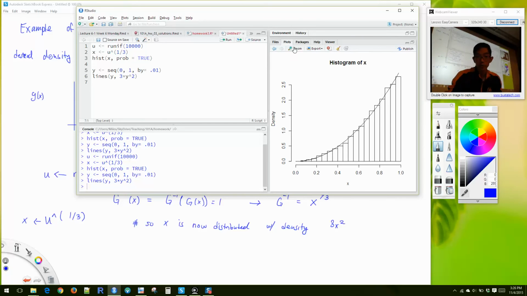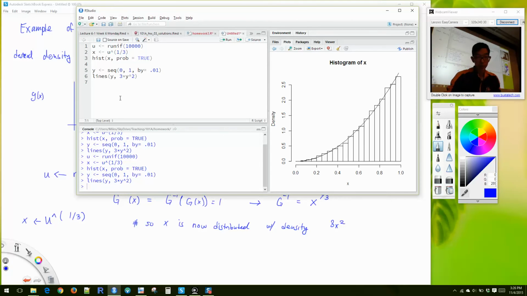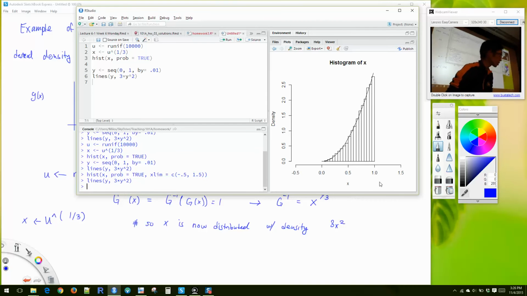That looks pretty reasonable. If we expand our x limits to go from negative 0.5 to 1.5, our data only exists between 0 and 1, which we would expect considering what we've generated, but indeed this fits the density here. All right, I'll snap this.